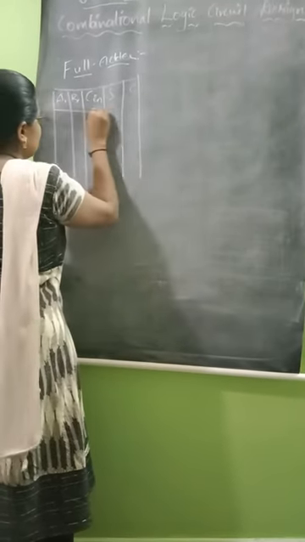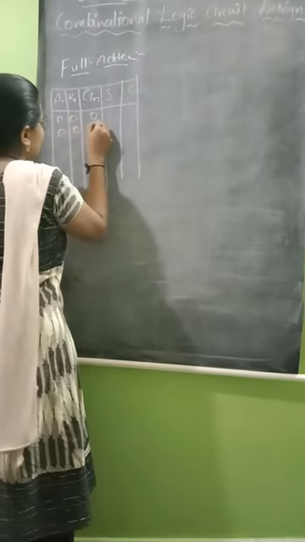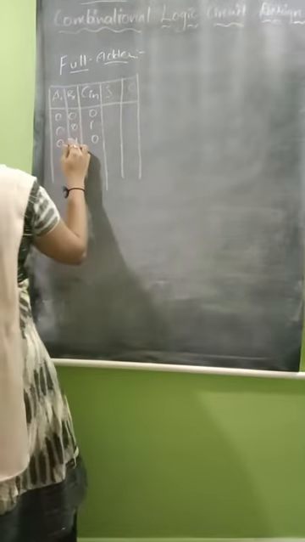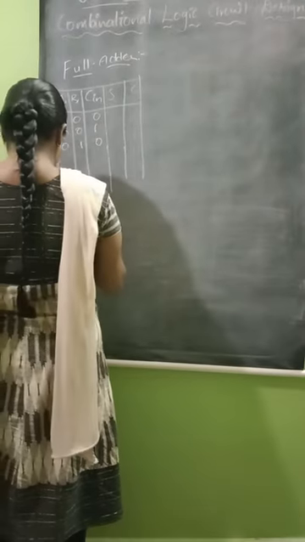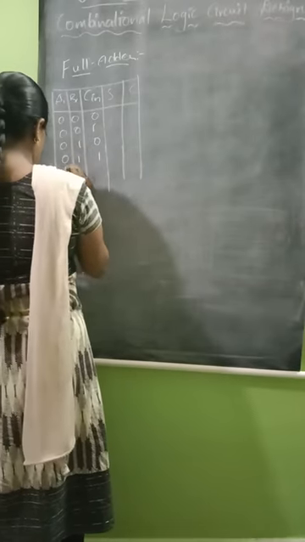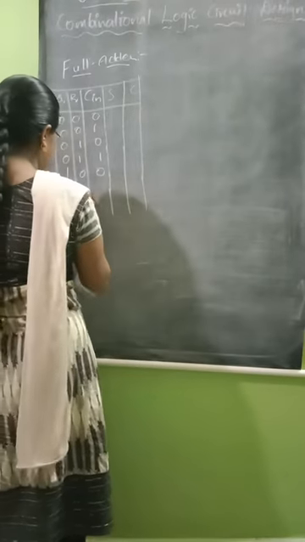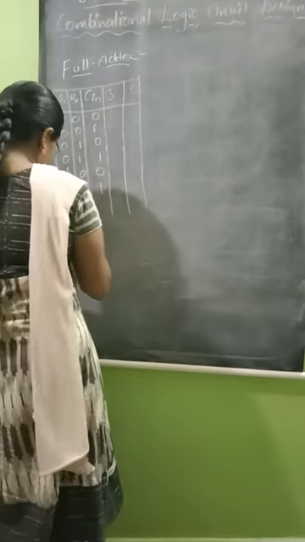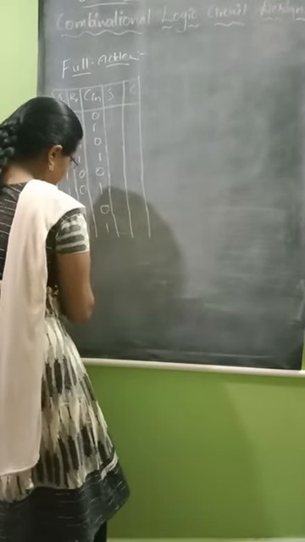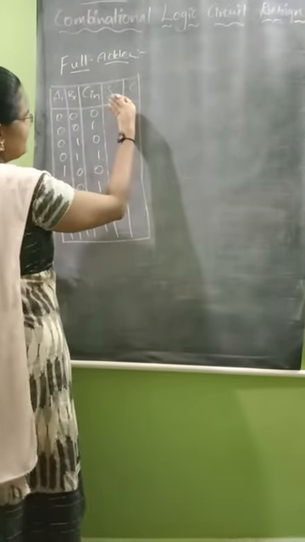So this is the truth table representation. 0 0 0, 0 0 1, 0 1 0, 0 1 1, 1 0 0, 1 0 1, 1 1 0, and 1 1 1. So these are the three inputs of the full adder. The outputs are the sum and carry.